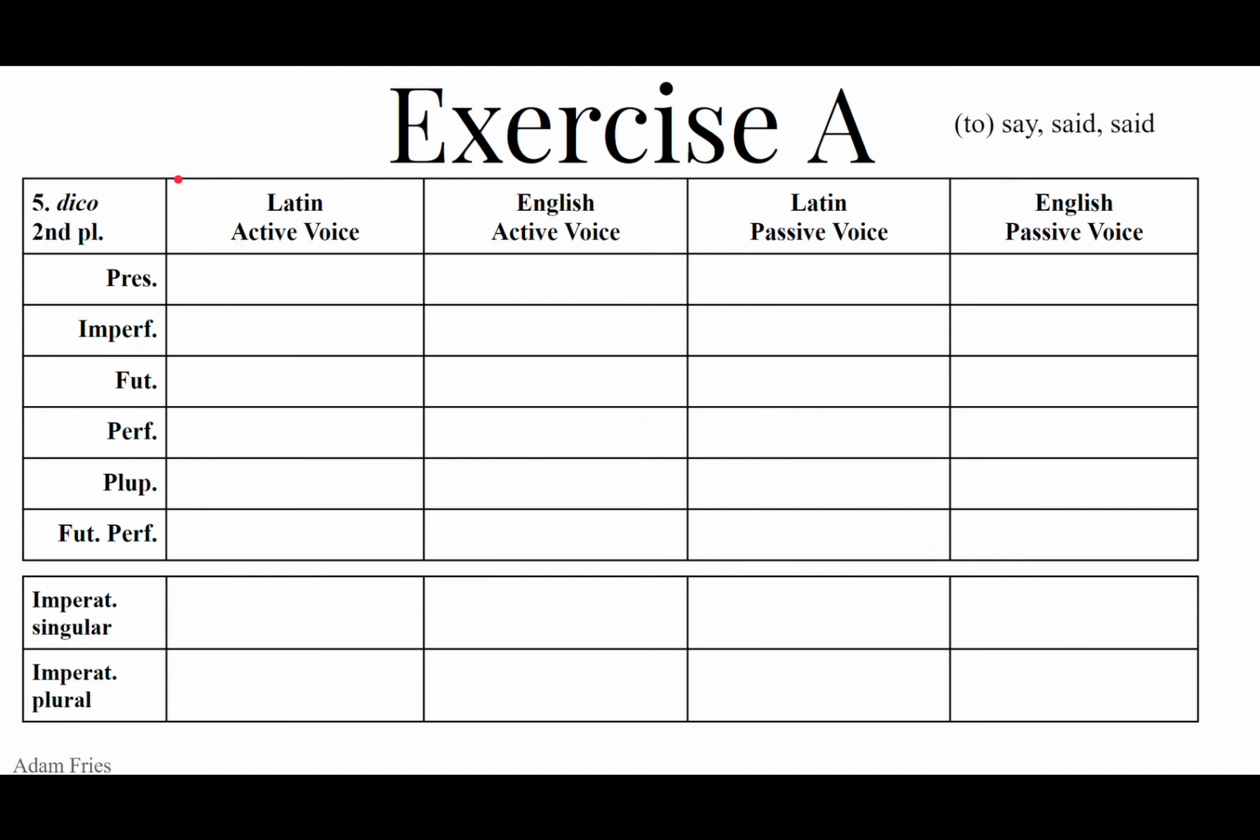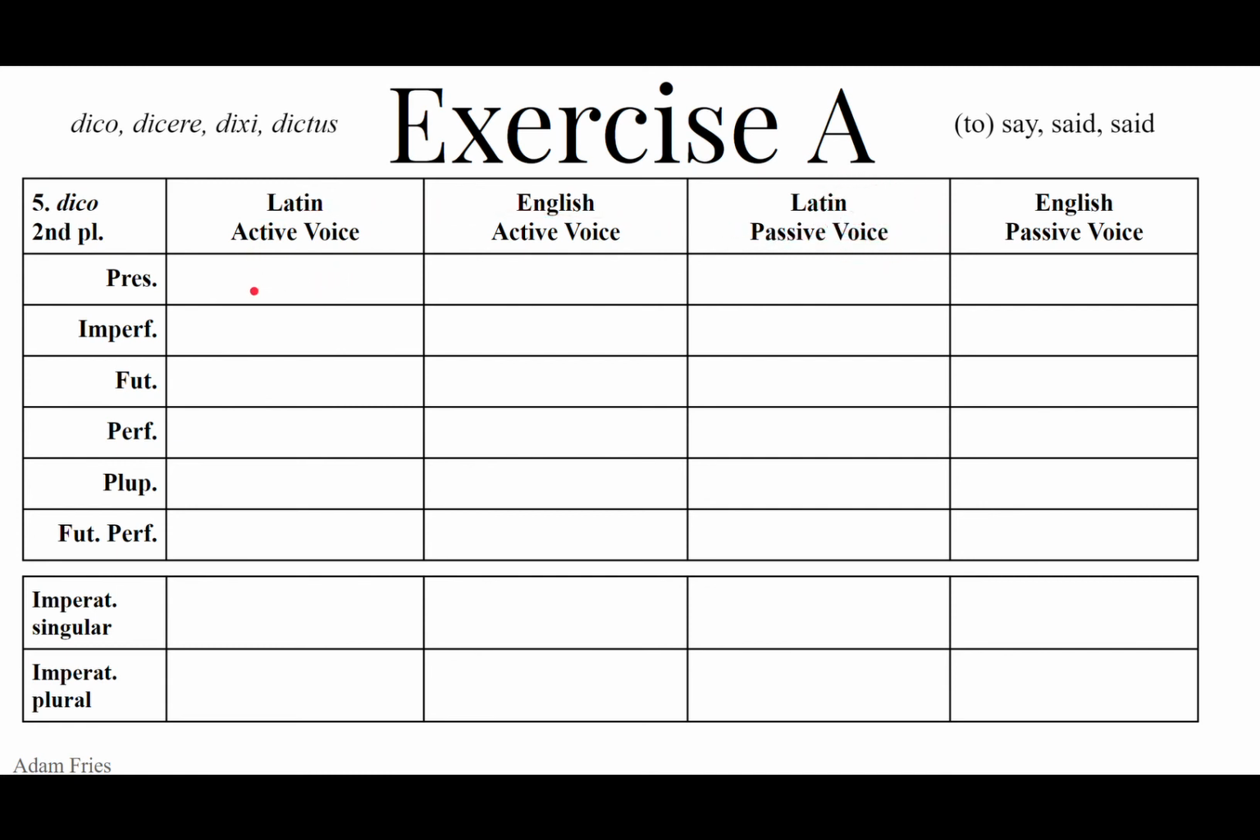Number 5, we have dico, dicere, dixi, dictus. In the second person plural, I want to say, I said, I have said. The three principal parts in English. Okay, third conjugation verb, the present stem is dic, D-I-C. We're going to write that for the present, imperfect, future, active, and passive voice. Then add the appropriate endings. It's second person plural, so tis for the active, and mini for the passive.